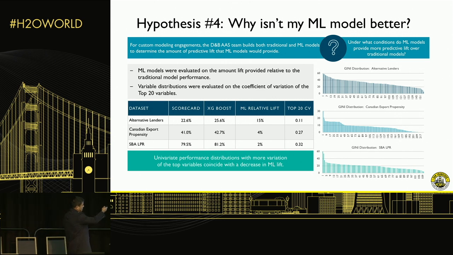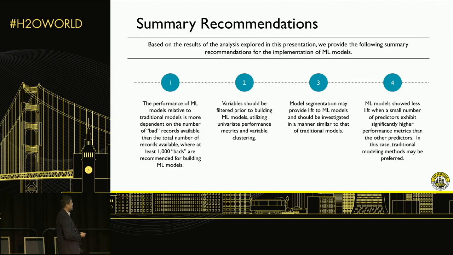Again, you can see this is not the most rock solid thing, because you can see as the performance increases, you see less lift. But we need more study of this. But the first impressions are showing that if you have this kind of distribution, or a distribution where one variable shows more predictive than the others, you're not going to see a lot of lift in your ML models. And that gets to our recommendations.